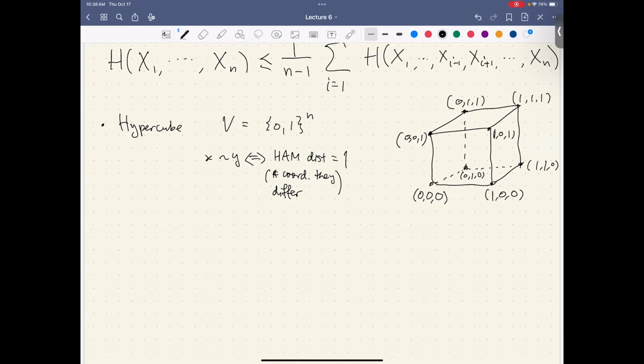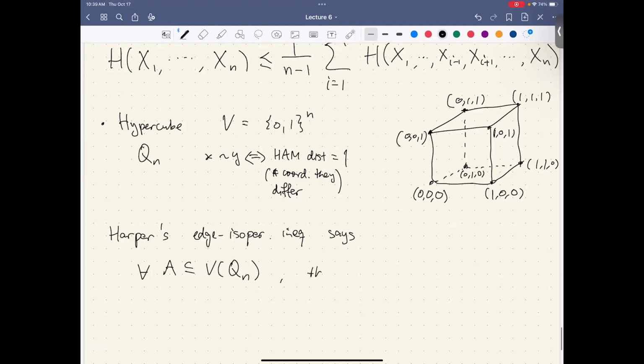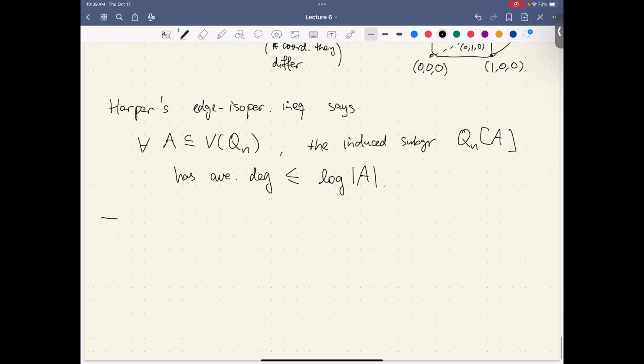So Harper's edge isoperimetric inequality basically says that for any subset of vertices A of the hypercube, let's say Qn, the n-dimensional hypercube, the induced subgraph Qn induced on A has average degree at most log of |A|. Okay, so let me state this theorem.